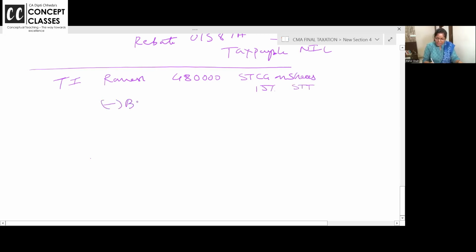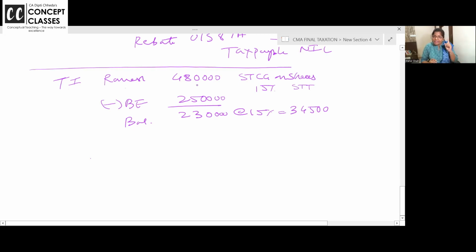Now, what is the basic exemption for Ramesh? 2,50,000. How much is the balance income? 2,30,000. At what rate do you have to pay tax on 2,30,000? 15%. That comes to how much? 34,500. Are you all with me? Ramesh, you are an individual. Your total income is less than 5 lakh.